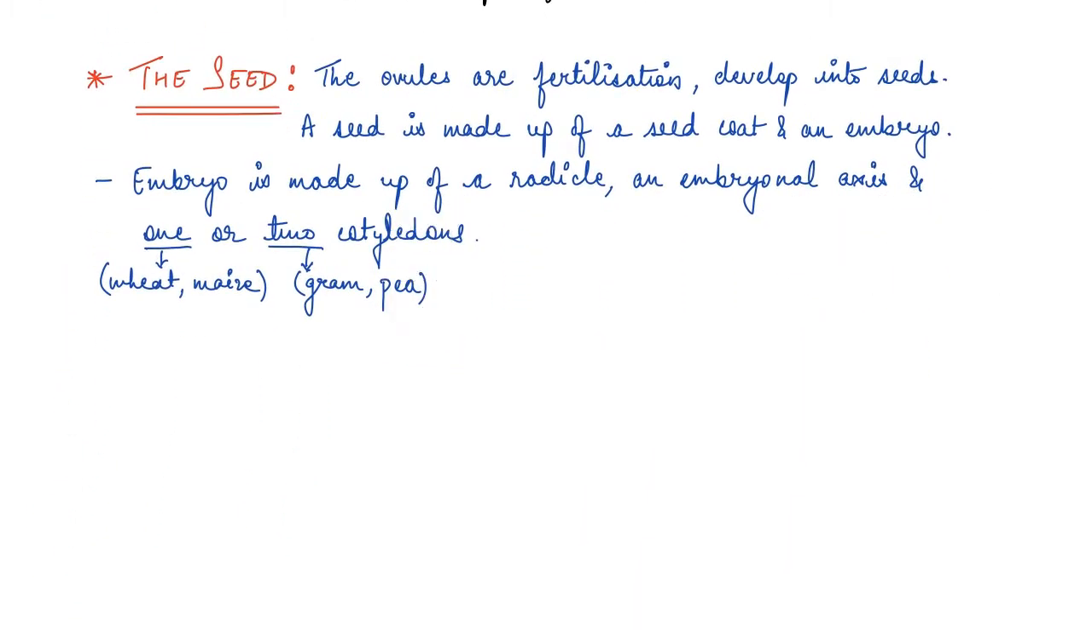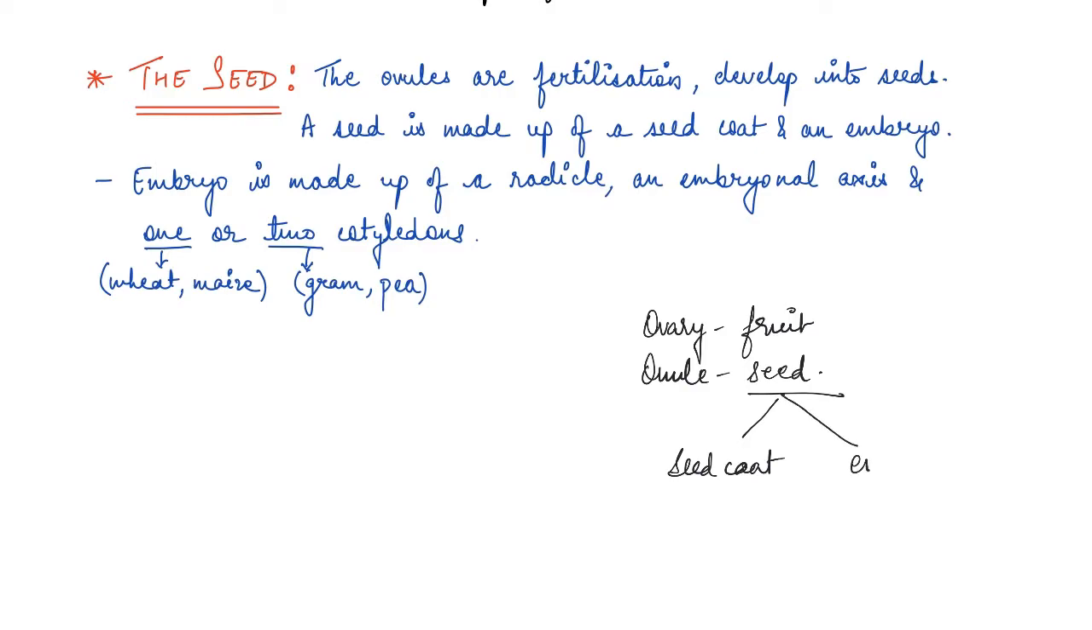So the seeds are basically the ovules. These ovules are fertilized and that develops into the seed. So if I have to write it, ovary develops into fruit and ovule develops into seed, right? Now a seed is made of seed coat and embryo. And this embryo develops into a new plant.